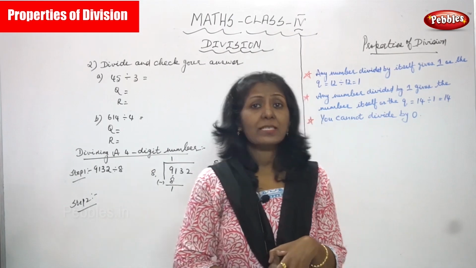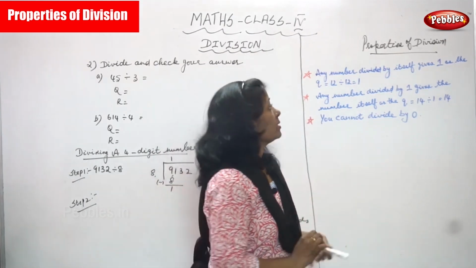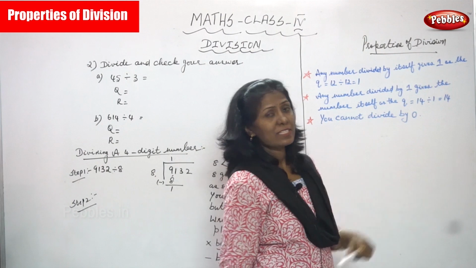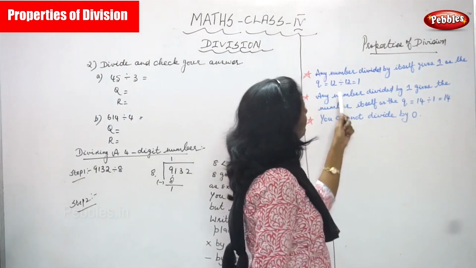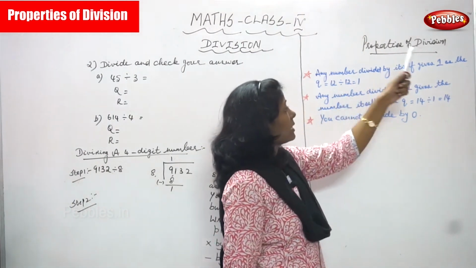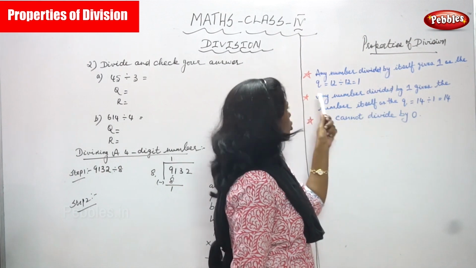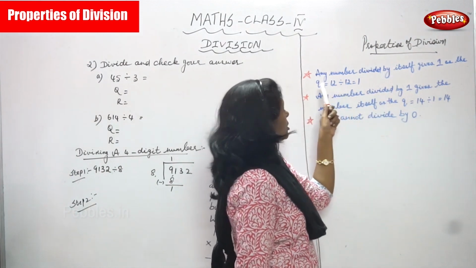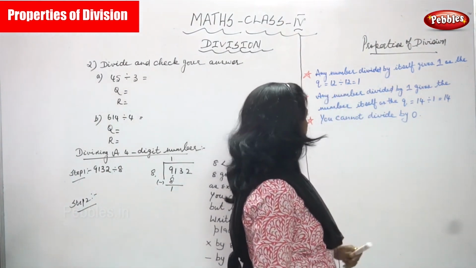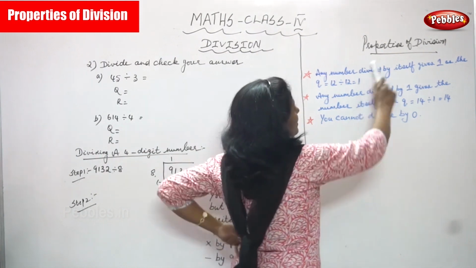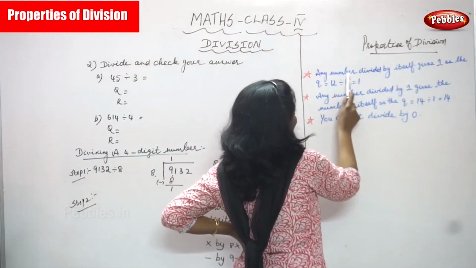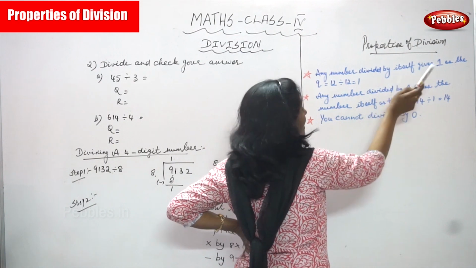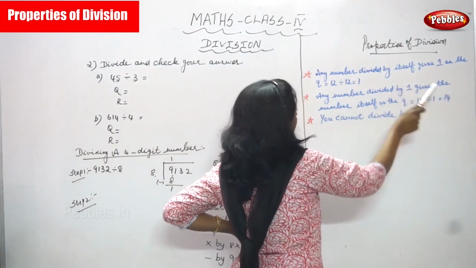Now we are going to see the properties of division. The first property: any number divided by itself gives 1 as the quotient. 12 divided by 12 is equal to 1. I'll repeat once again. Properties of division. First property, any number divided by itself gives 1 as the quotient.